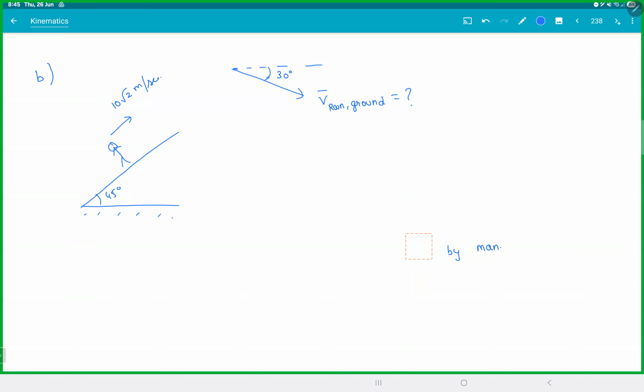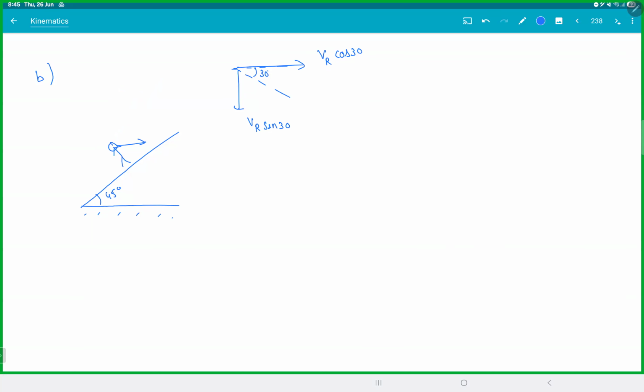First thing, resolve the velocities of the man and the rain. So if you look at the rain components, this will be V rain cos 30. This is V rain sin 30. This is 30 degrees. If you look at the man here, this horizontal component will be 10 root 2 cos 45, 10 root 2 sin 45, which is actually 10. So you want to stop the man. So what do you do? Subtract it. So subtract 10 downward, subtract 10 leftward.